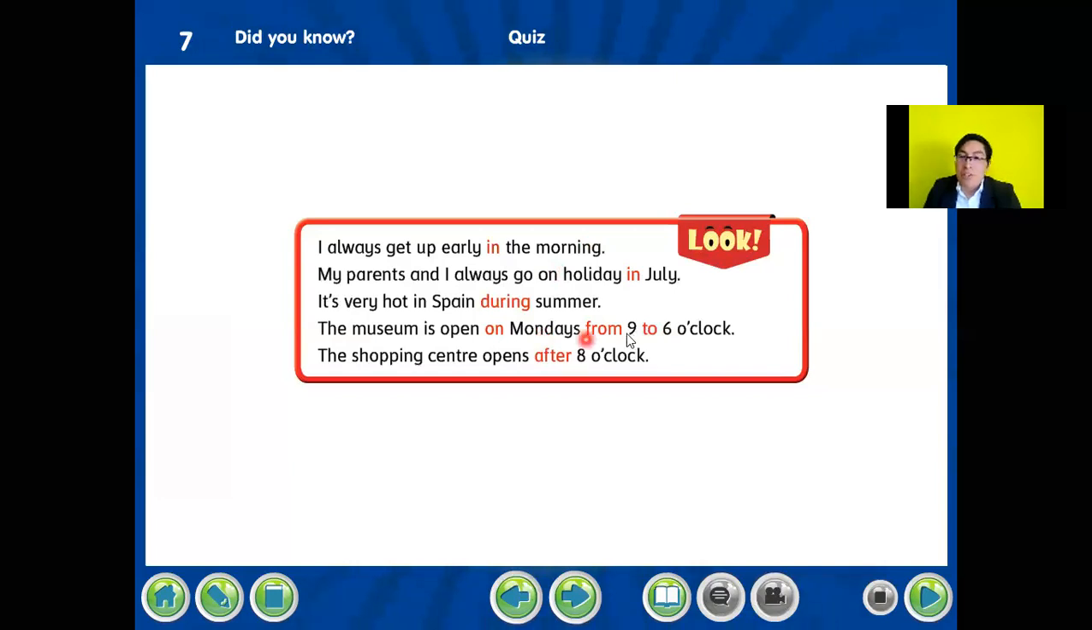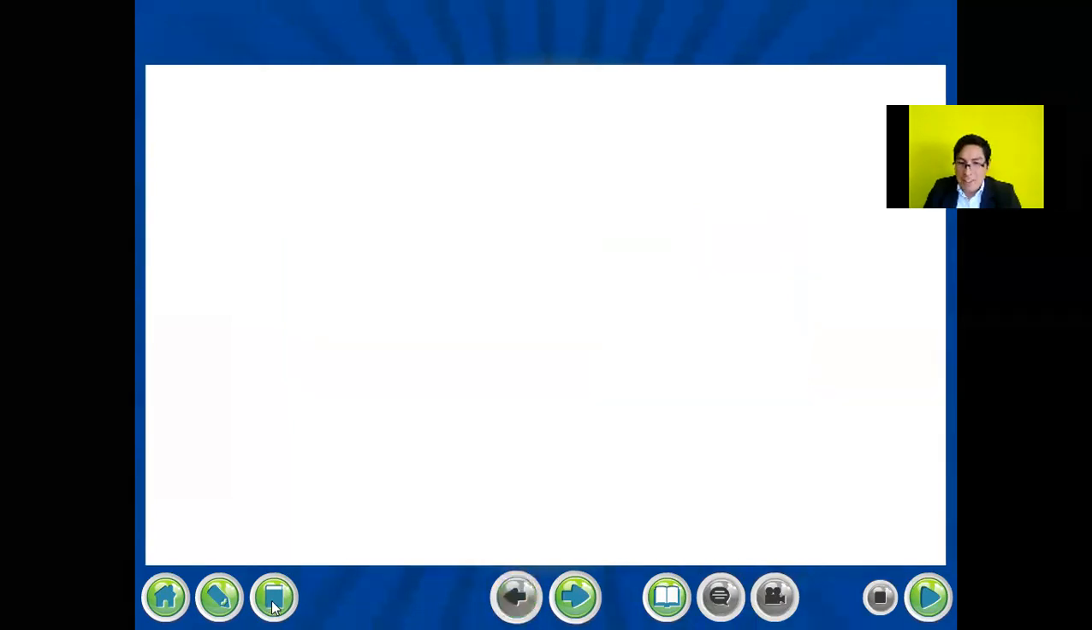From to is for time. Desde, hasta, in Spanish. From to. After, you know after. Also in this quiz game, there is this grammar.